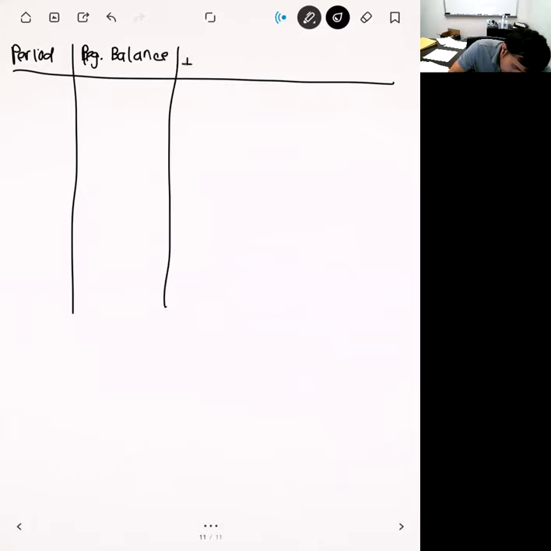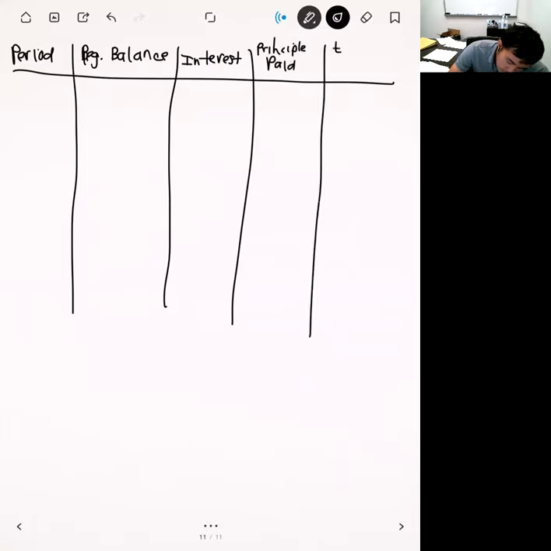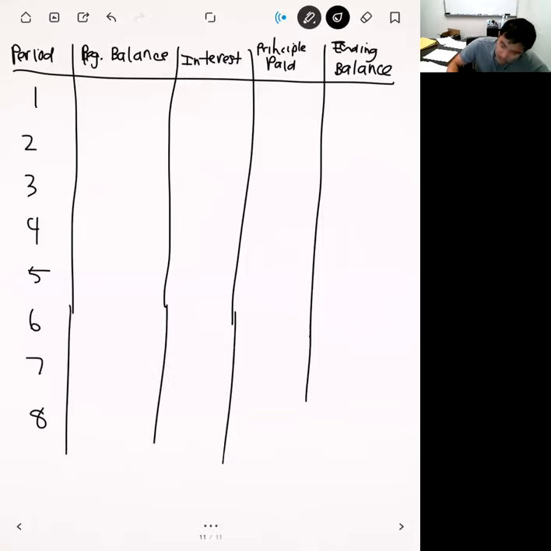Okay. The next column is interest. The next column here is principal paid. And the last column here is ending balance. Normally, you would make this table for all of the payment periods that you have. For this problem, since there are 8 periods, we would have this table up to 8.